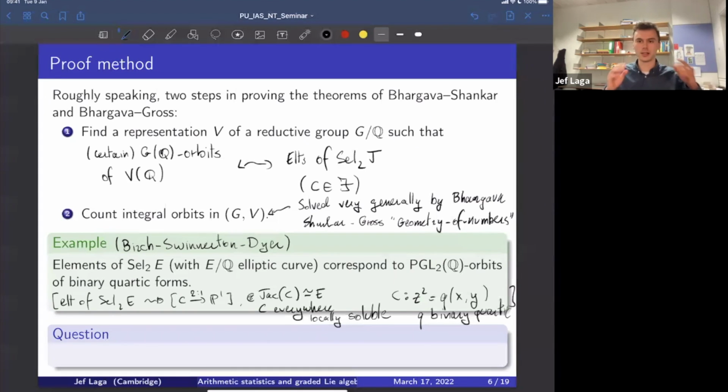All right, so really the crux of the matter is in finding the right representation and finding representations of relevance to arithmetic statistics. So that's sort of the cliffhanger question of today: how do we find representations of interest, G, V? And to give a partial answer to this question, let me give you a brief detour in the world of graded Lie algebras.